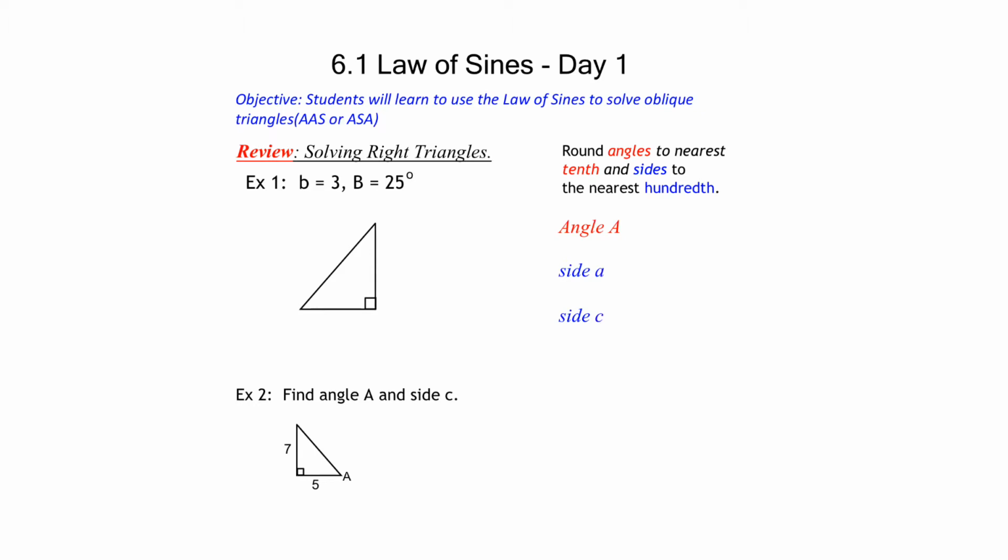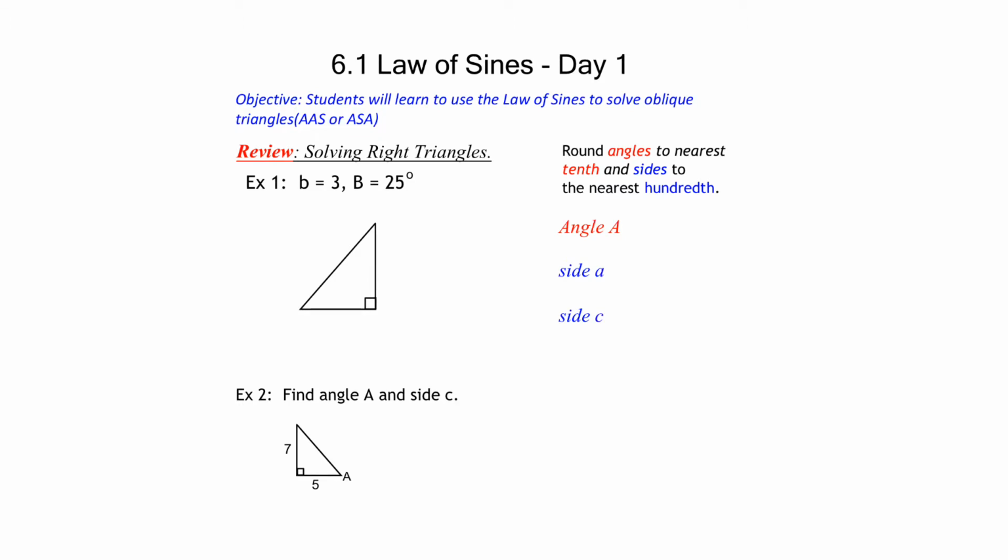One of the ways that we're going to do this is use what's called the law of sines, and we'll talk about what that means. We're going to learn to use the law of sines to solve what's called oblique, which are non-right triangles. And then we're going to look at two types today: AAS and ASA, and I'll talk about what those mean. Maybe you remember from geometry as well.